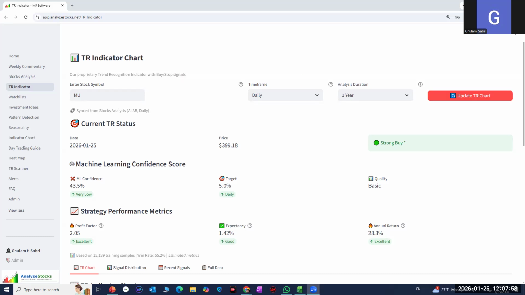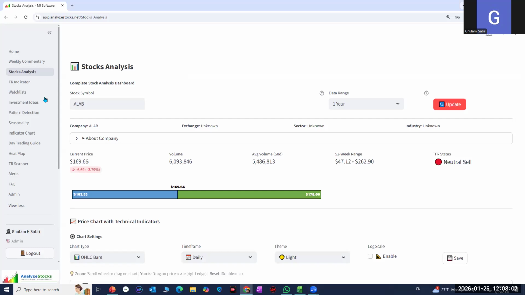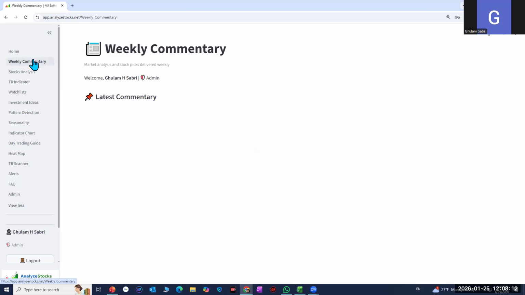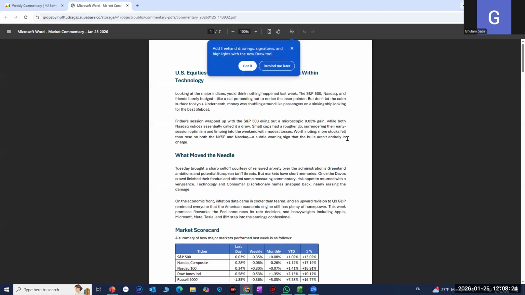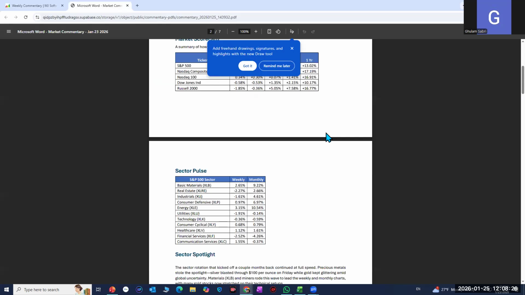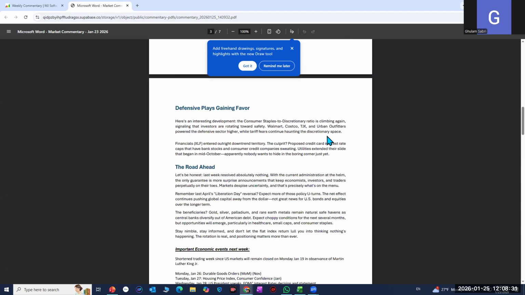We have these stock analysis options here. First of all, how do we get a list of stocks? To help you with that, the number one thing is our weekly commentary. In our weekly commentary, available to our customers, we have our list of stock picks, and we maintain these stock picks. It's about the market conditions overall. Where do we think the market will go? Which sectors are doing better?